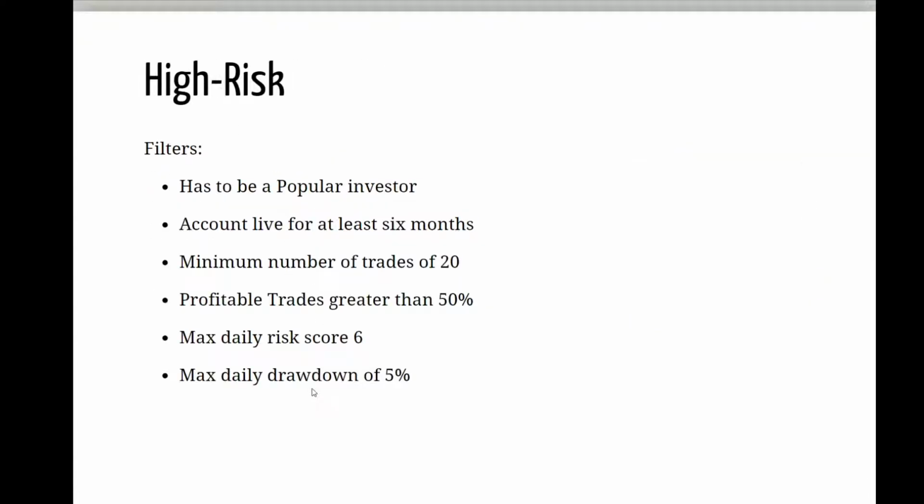So let's look at the high risk filter. So the high risk filter is just the same as the benchmark, but with a few changes. So you have to be a PI. Your account should have been live 6 months ago. You should have made a minimum of 20 trades over the last 6 months. 50% should be profitable. Your max risk score over the last 6 months cannot be greater than 6, and your max daily drawdown cannot be greater than 6.